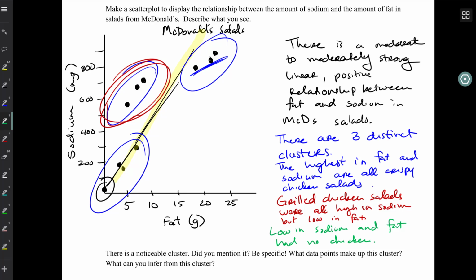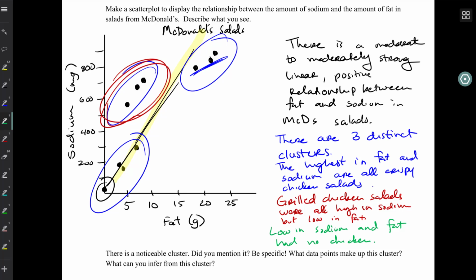Same thing though, when you look at the grilled chicken, it makes sense that grilled chicken would be less in fat because you're not adding all of that extra fry oil. And when you don't include chicken, we know that chicken generally is low in fat, but it is high in sodium. It's generally very salty. So if you have salads that don't have that, obviously that's going to bring the fat content and the sodium content down.